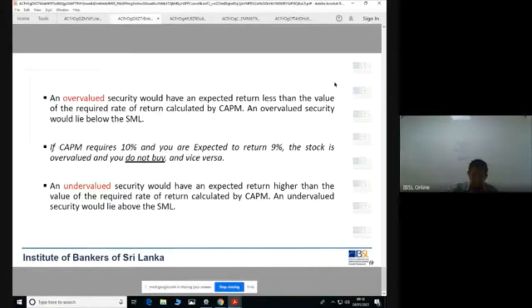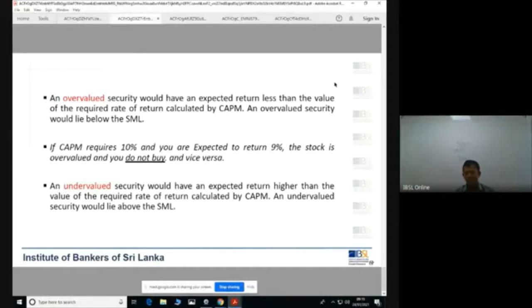Your expectation is more than the instrument expectation. You don't buy. Now remember, earlier also we have learned some overvalue, undervalue. If it is overvalue, you don't buy. If it is undervalue, only then you buy. Same relationship available here as well.